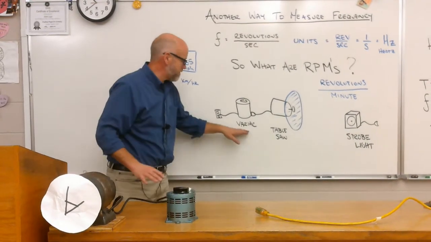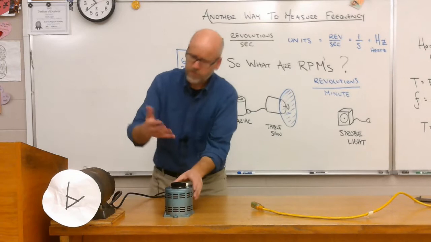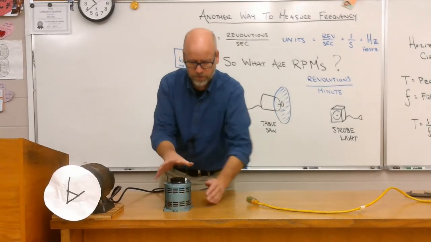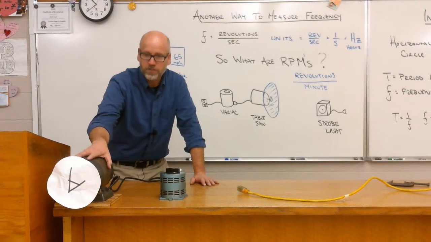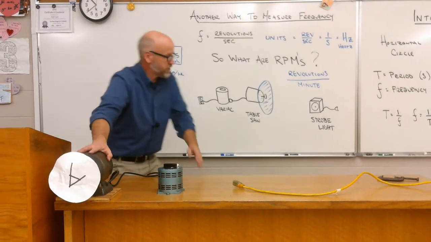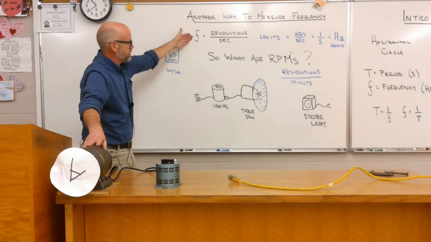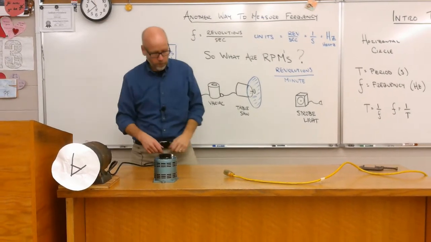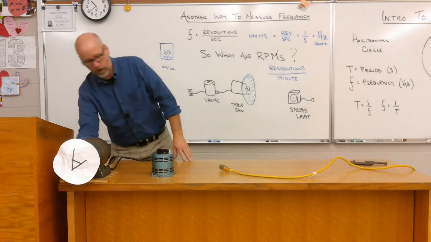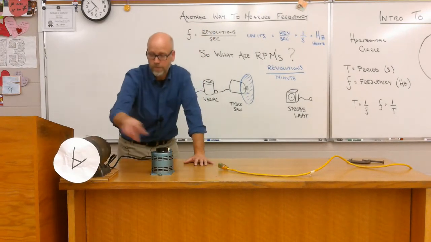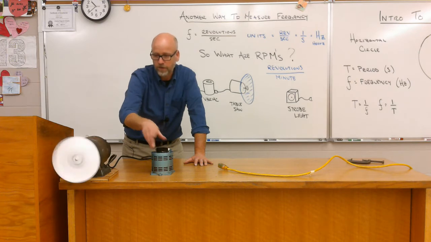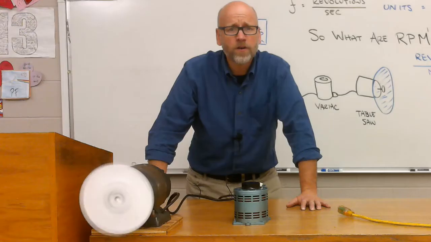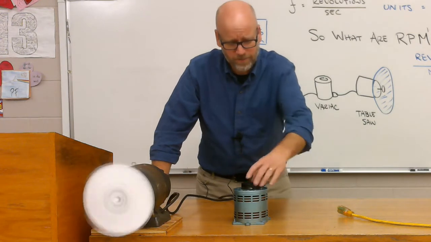But if I hook it up to my variac, which is essentially like a variable resistor for alternating current, I can adjust the voltage, which will adjust the rate that the saw is spinning and thus change its frequency. Now, if we take a quick look at that, I'm going to start it off kind of slow and see if we can see that moving. You can, can't you? Good. And how does it look? Looks kind of blurry, doesn't it?